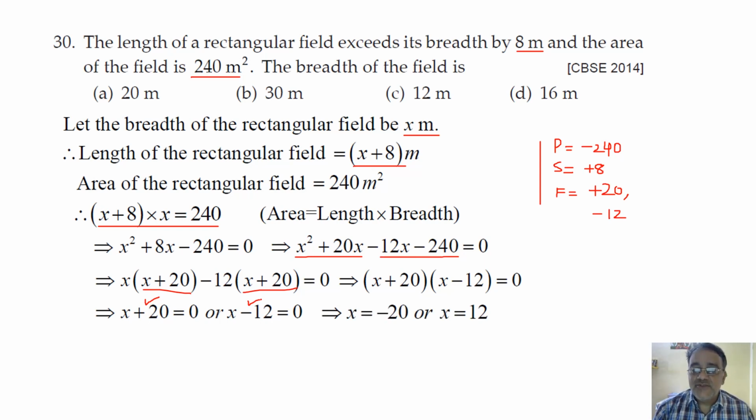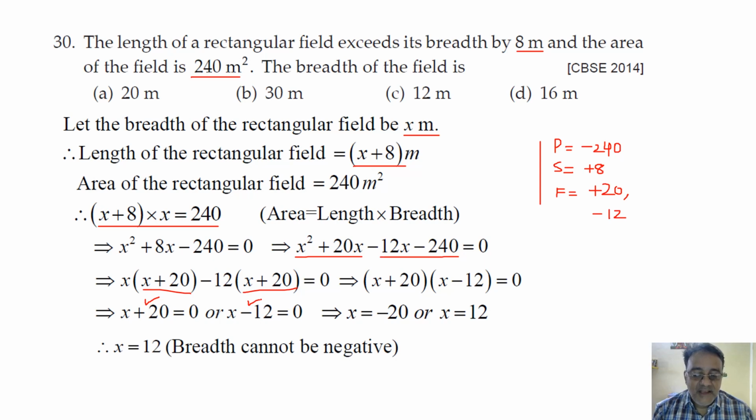But जो लेंथ जो होता है, ब्रेड्थ जो होता है वो कभी नेगेटिव नहीं हो सकता. क्यों? Distance is always positive, right? So we have to neglect minus 20. So only one answer we have to take, that is x is equals to 12. So hence the breadth of the field is 12 meter and the correct option is Option C.